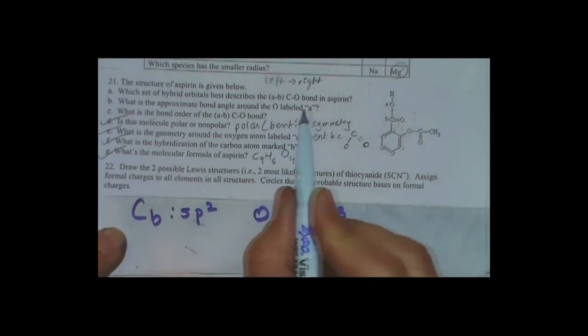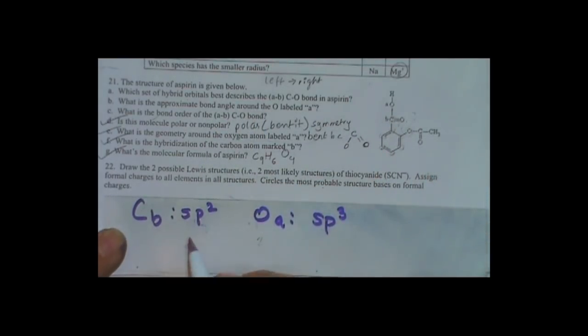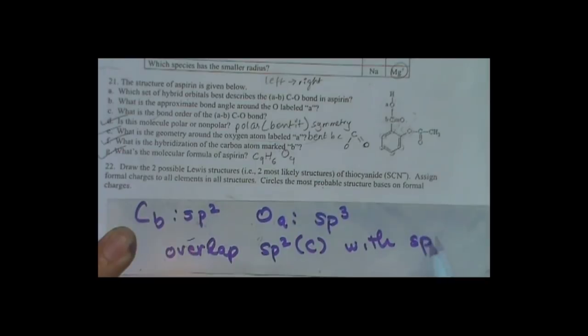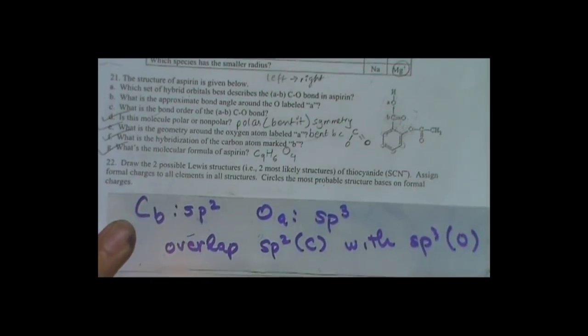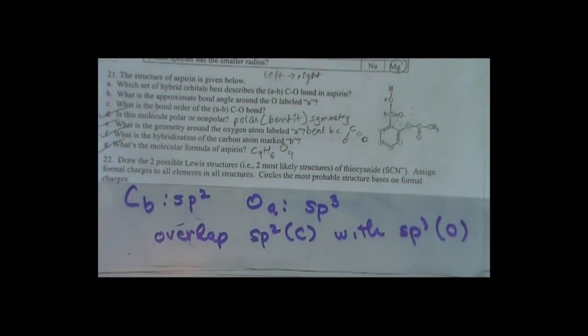What set of hybrid orbitals best describes that bond? I don't know how I wrote it in the answer, I'll have to look, but essentially it's the overlap of the sp2 from carbon with the sp3 from oxygen. So those orbitals, literally the orbitals that make that bond, are the ones that form it.